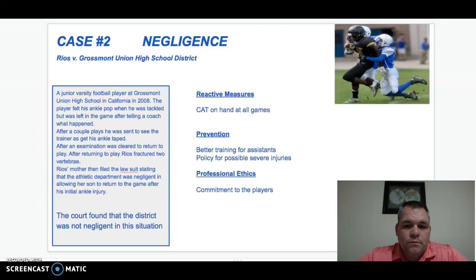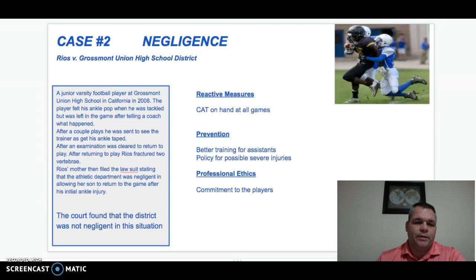Me myself, reactive measures, and like I said, I coached for a long time. I coached football for a very long time. I always made sure I had an athletic trainer on hand at all times, a certified one. The athletic trainer for the school was at all the games. Home games. Now, at away games, the other school provided it. But at my home games, I always had a certified athletic trainer at all times.